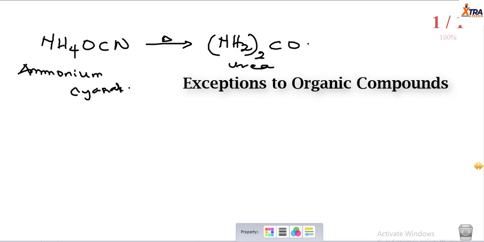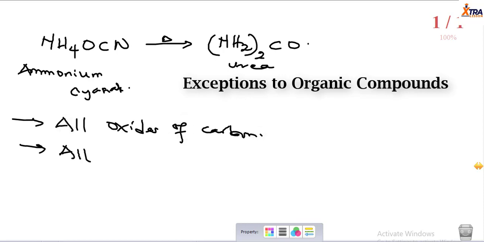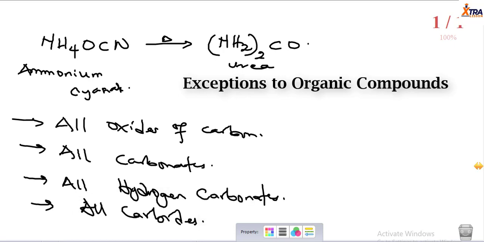The first of them is all oxides of carbon. Please take note that all oxides of carbon are inorganic. All carbonates are inorganic. All hydrogen carbonates are inorganic. All carbides are inorganic compounds. And all cyanosalts are inorganic compounds. So these are exceptions to organic compounds, hence they do not fit into organic chemistry. The oxides, carbonates, hydrogen carbonates, carbides, and cyanosalts are exceptions to organic compounds.